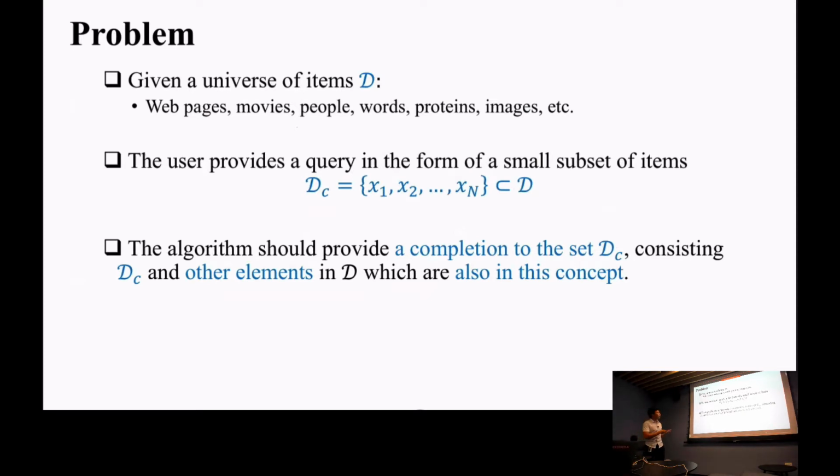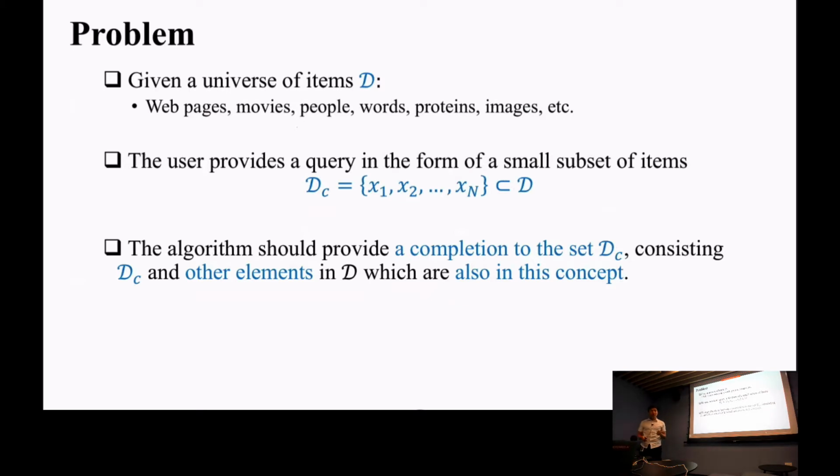So the problem of this paper is very simple. You have a universe of items, D. The items could be a web page, a movie, people, a word, a protein, an image. Then the system receives a query, and the query is in the form of a small subset of items of D, like D_C includes n different items. That is a subset of the universe that we are considering.